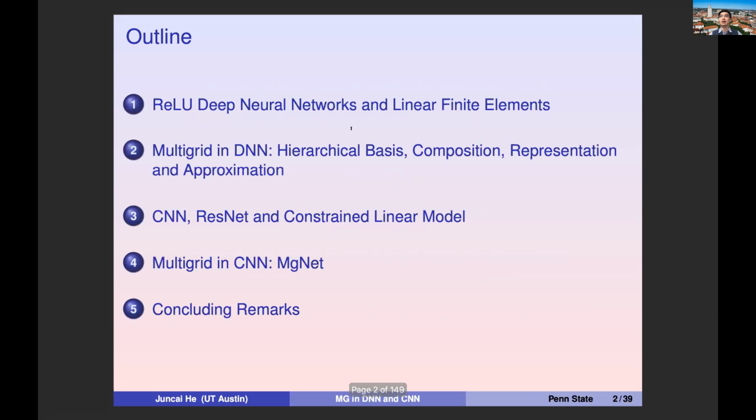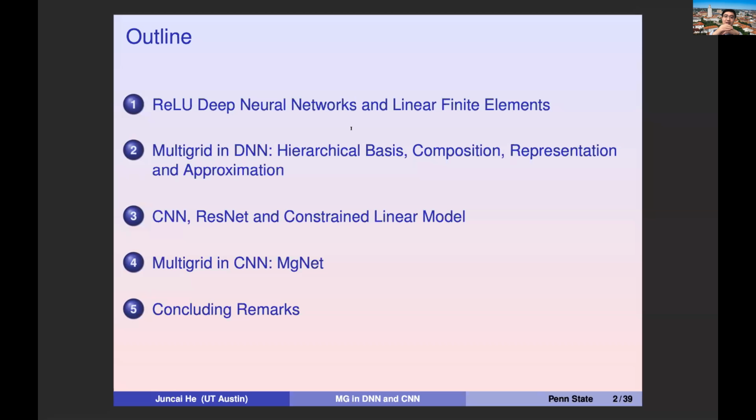So let's start my talk with a brief outline. Basically, I have two topics: how to involve multigrid in ReLU DNN and how to involve multigrid in CNN. First, I will talk about the connections between ReLU deep neural networks and the linear finite element method. I will finish this section by identifying that these two things are just the same thing.